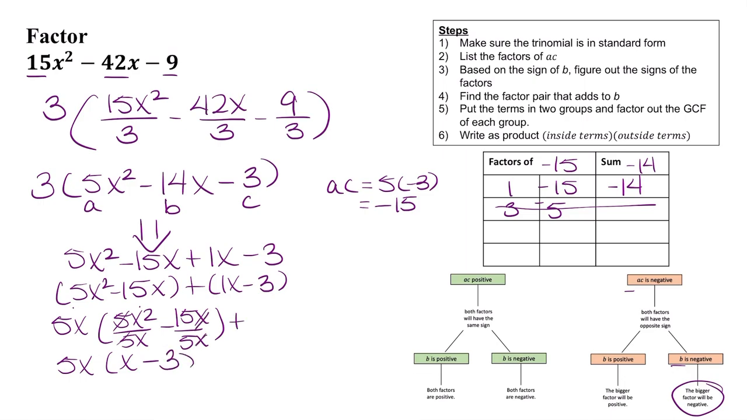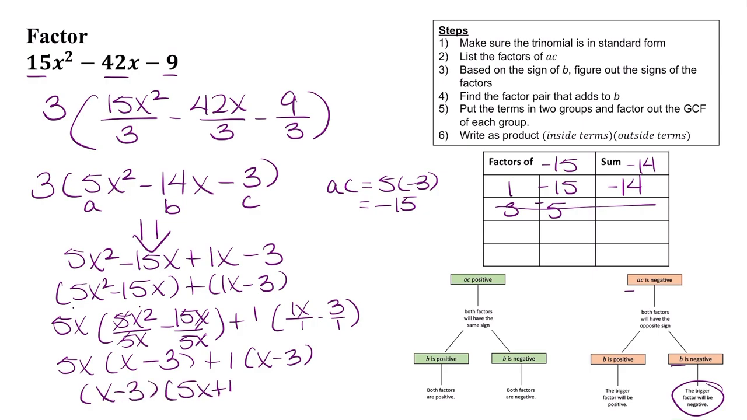From the second pair, I can't factor out anything except a 1. So I'm just going to go ahead and divide both terms by 1, which is going to leave both terms unchanged. So I have 1x over 1 minus 3 over 1. So that's just going to be plus 1 times x minus 3. So this factored form is going to be x minus 3 times 5x plus 1. And remember, I always need to include my GCF in the front.